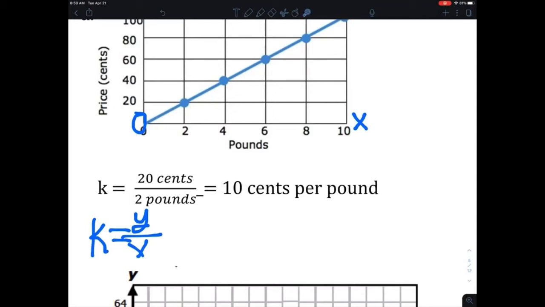Where is that? There it is. They're using this example here, 20 cents, which is my y, right? Because part of my formula matches with which x? What matches with my 2? Well, what's 20 divided by 2? 10 cents per pound. That's my constant of proportionality.